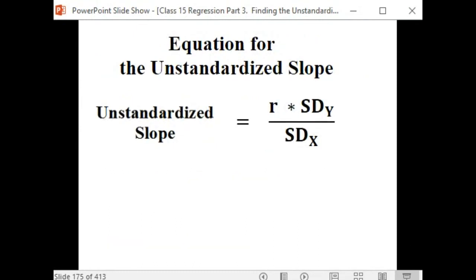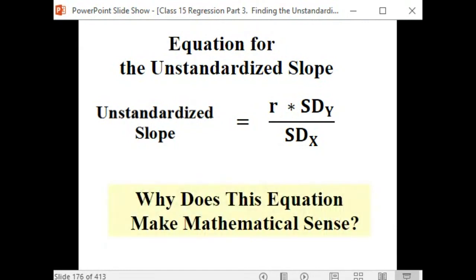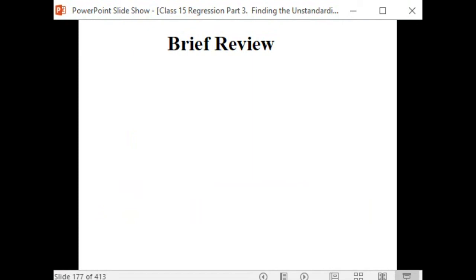Okay, now we're going to talk more about this equation for the unstandardized slope of the regression line. It's important to understand where it comes from and why it works. So we're going to see why this equation makes mathematical sense. That is, we're going to show that the unstandardized slope of a regression line really is r times the standard deviation of y divided by the standard deviation of x. And to do this, we're going to use facts and ideas that we've learned during the past few weeks. So let's review a few of these facts and ideas.